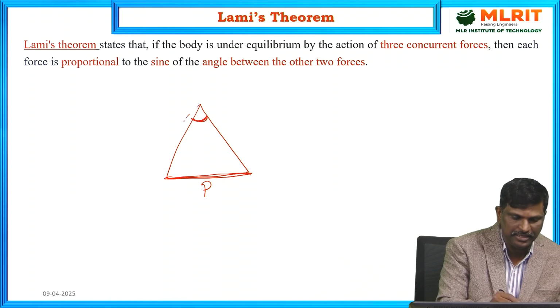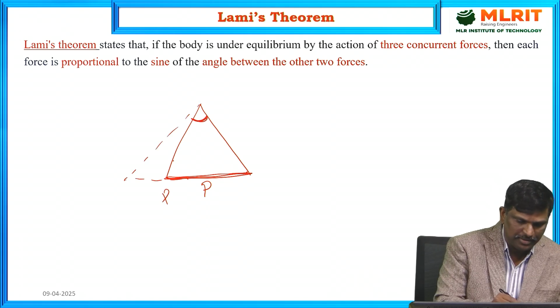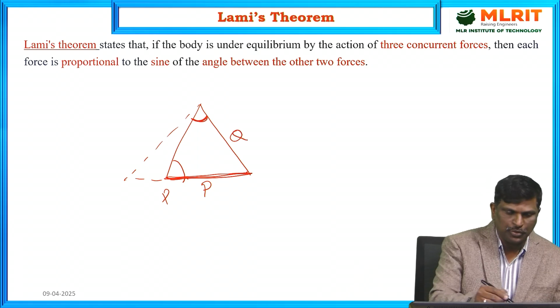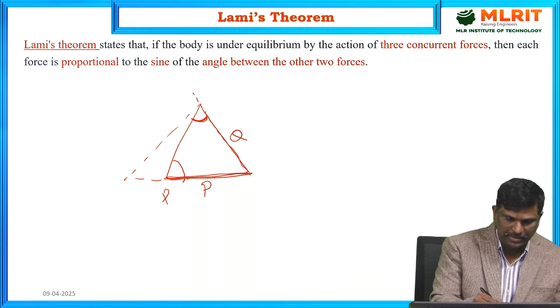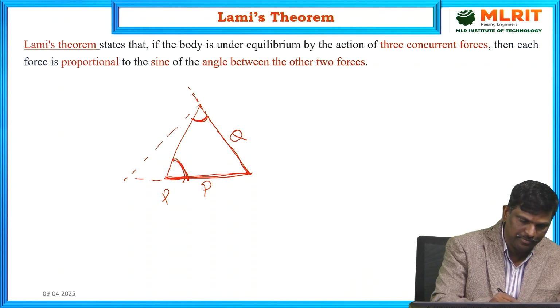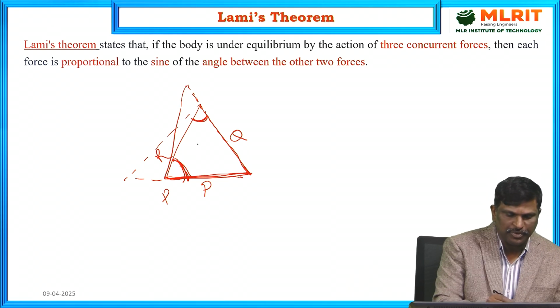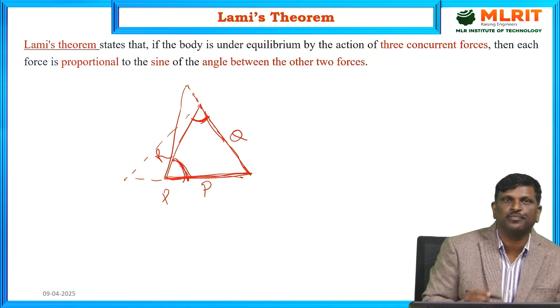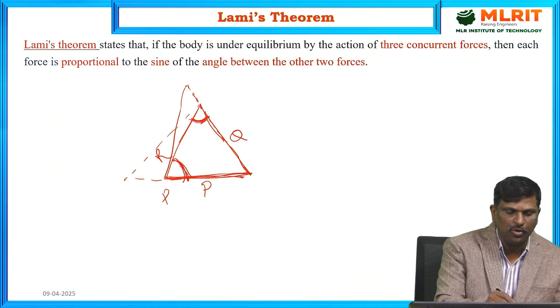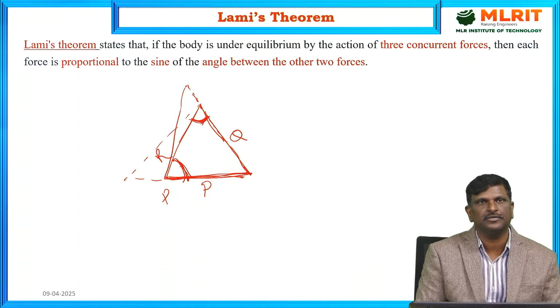If the angle is increased, P also increases. Similarly, this is Q. The length of Q is proportional to the angle between the other two, P and R, that is, the opposite angle. Right. See, each side is proportional to the angle between the other two, or each side is proportional to the opposite angle. So this is the property of the triangle.